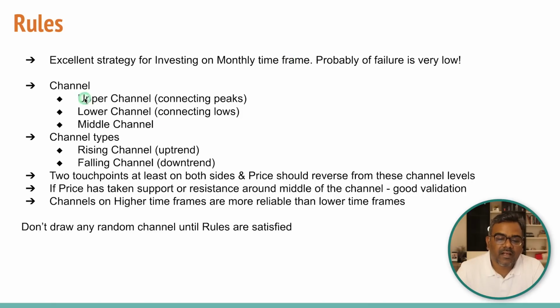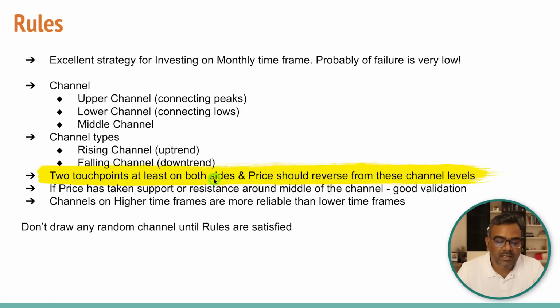So as I said, a channel has an upper channel, lower channel, and a middle channel. And there's a rising channel, which is basically what I showed you just now. And there is also a falling channel, which is basically a downtrend. The opposite of a rising channel is a downtrend, or a falling channel. Now you need at least two touch points on both sides, so in the support and the resistance, you need at least two touch points.